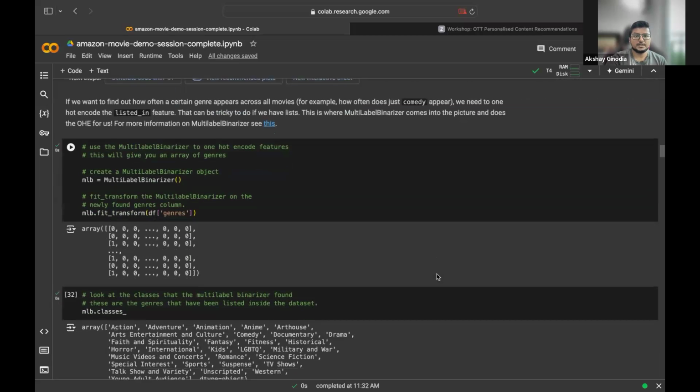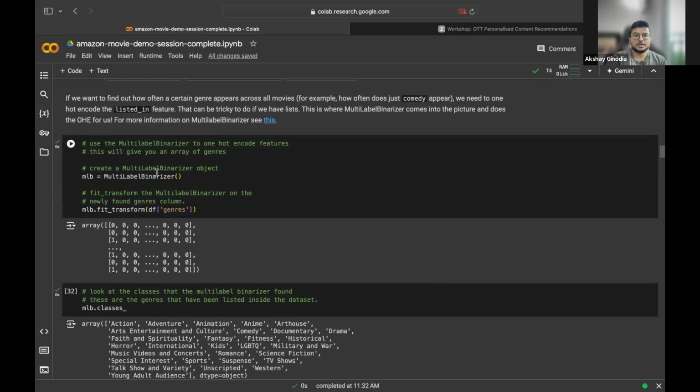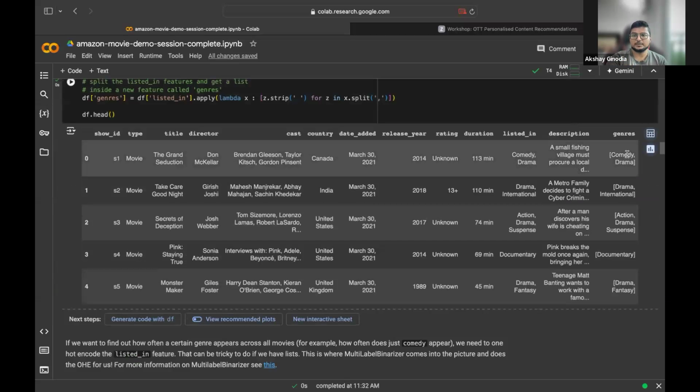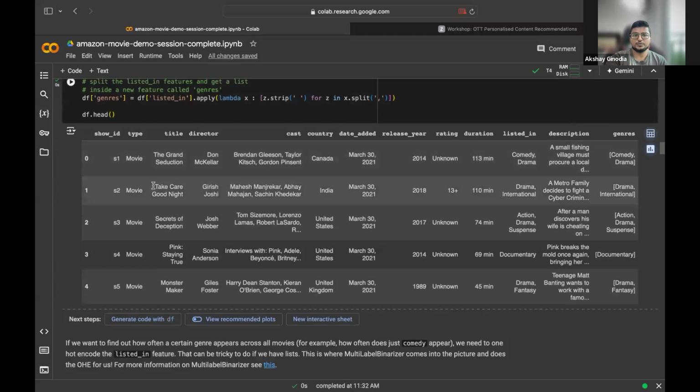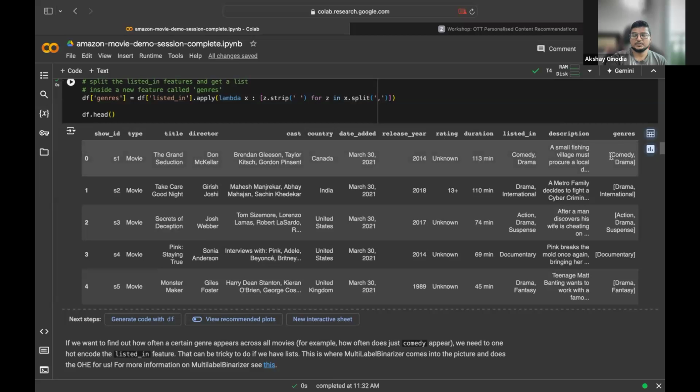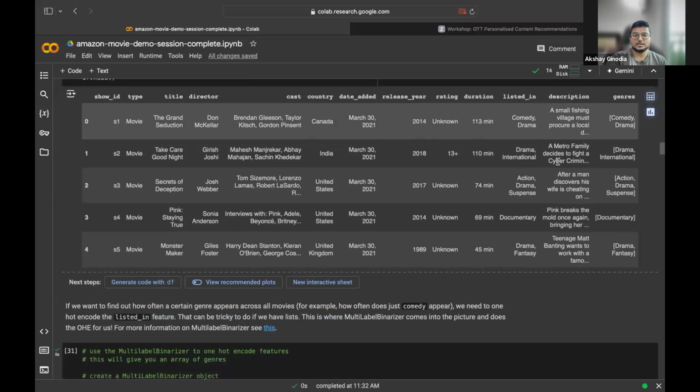All right, once I've done that, next I'm using multiple label binarizer. This is similar to one hot encoding. The only thing is that in one hot encoding, every single row is going to have only one column with the value of 1 across that row. Everything else will be 0. For multiple label binarizer, because I have multiple categories like comedy and drama within the single row, or within the single movie, I can have 1 in more than one column.